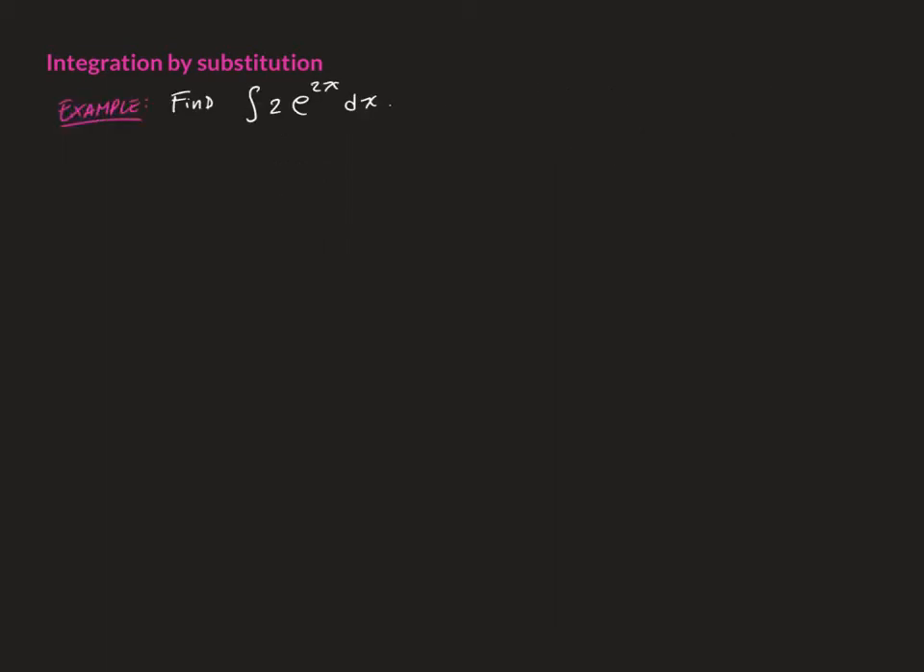Our first example is the integral of 2e to the power of 2x with respect to x. So what I notice here is that e to the power of 2x is a composition where the internal function is 2x and the outside function is e power x. But the derivative of 2x is 2, and that is present also in the integral. So that means I can solve this integral using the method of substitution.